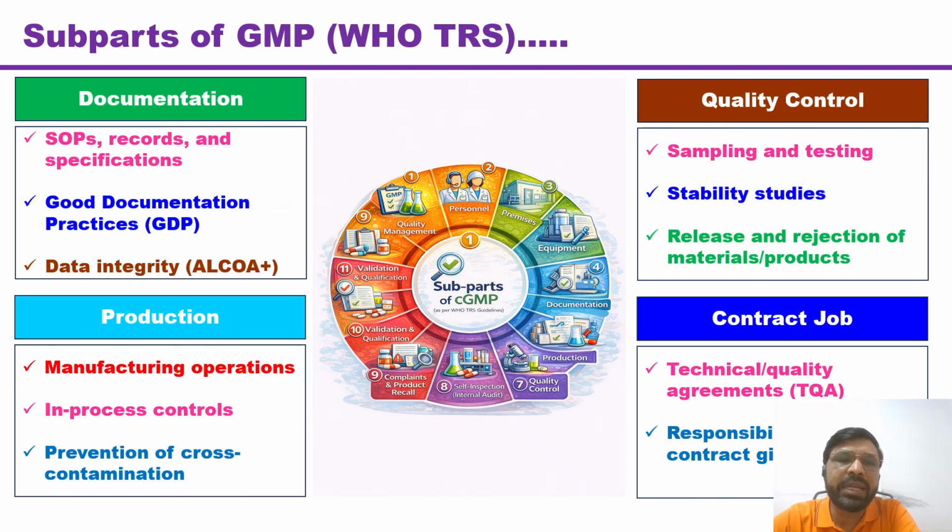Now we'll see the next part of GMP. The next part is documentation. Under documentation, we have to see the SOPs, records, and specifications. The next one is good documentation practices, and the next one is data integrity, ALCOA.